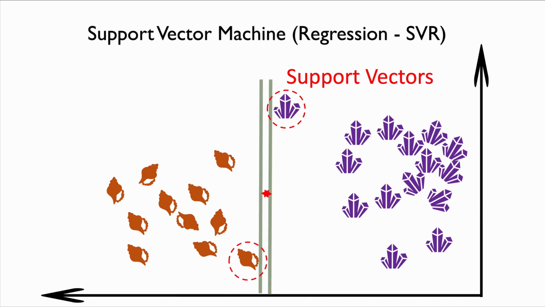If you do regression, you try exactly the reverse. You try to minimize the distance on the street. So SVR, or support vector regression, tries to minimize the distance between the two support vectors. So you can see how versatile SVM is. Support vector classification, SVC, and SVR, support vector regression. Both are essentially coming from the same principle, but in one case we try to minimize the distance between points. In the other case, we try to maximize that distance.